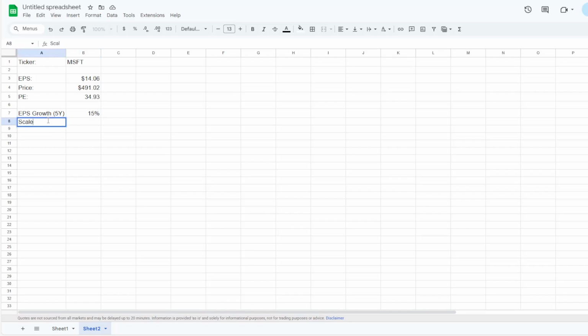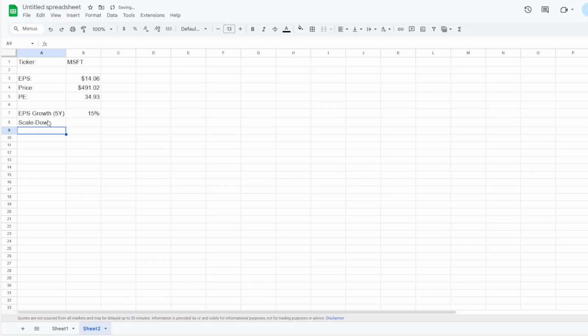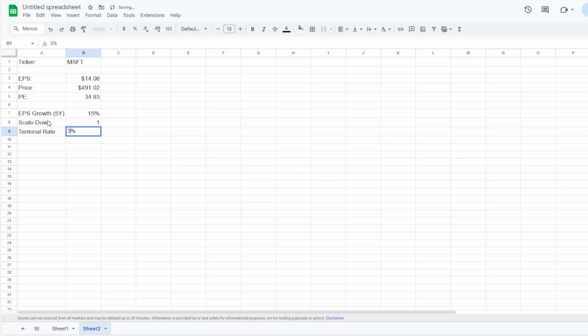This is something unique to me because I like to be more cautious and conservative with my stock picks. I'm going to put a scale down factor, and I'm going to call that 1, and I'll explain what that means in a bit. I'm going to need a terminal rate, and I'm going to call that 3%.